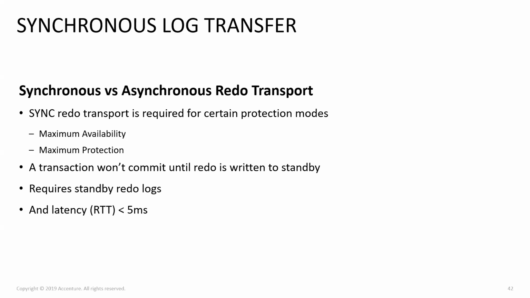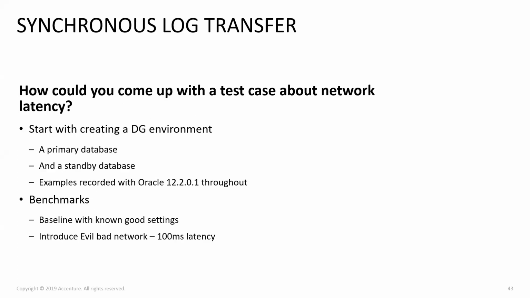So it's a bit tricky if you want to go from a maximum performance protection mode to maximum availability or maximum protection, because they really require you to use synchronous redo transport. So why is that a problem? It is a problem because the transaction won't commit until redo is written to the standby in that mode. And I've now done a little test just to demonstrate how this works, and I did this by using 12.2.0.1, so it's a little older but still valid.